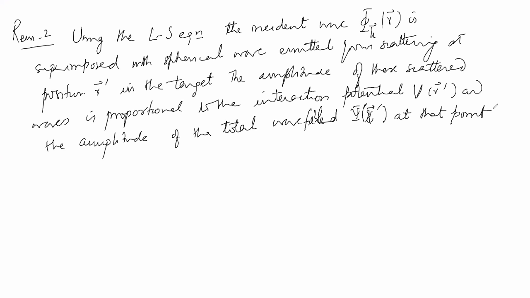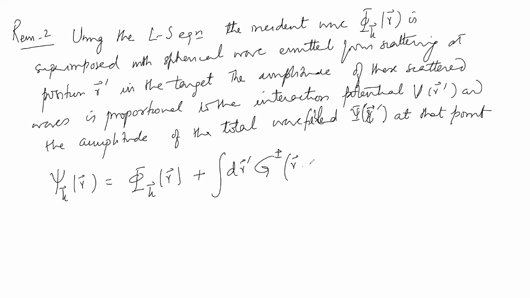That means the important point is the expression which I wrote before, the Green function. I can write psi k r in short as equal to phi k r plus the integral d r prime G plus minus r prime V r prime psi k r prime. This is an important part.